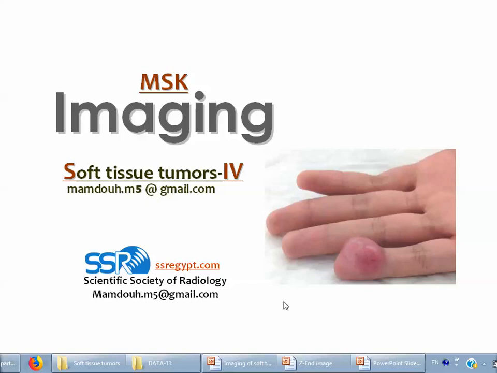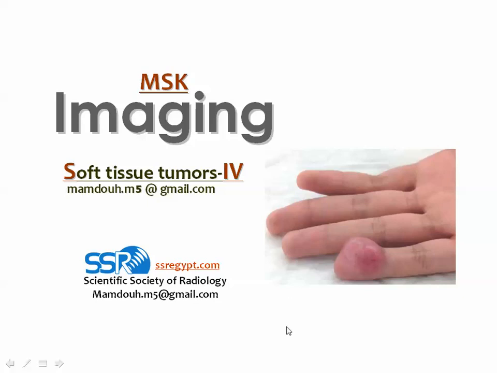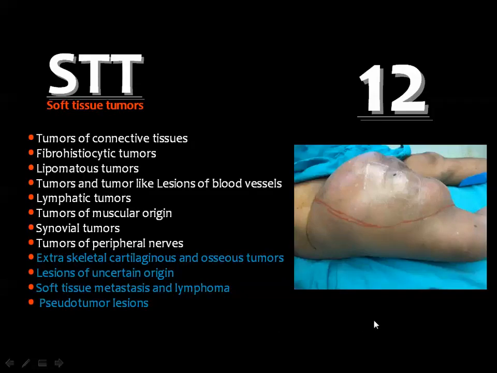Dear colleagues, this is the last part of the topic imaging of soft tissue tumors. And as you remember, we have finished a lot of topics in this issue, considering the soft tissue, the connective tissue tumors, the fibrohistiocytic tumors, tumors of the fat, tumors of the blood vessels, tumors of the lymphatics, tumors of the muscles, and also the synovial lesions as well as the peripheral nerve tumors.